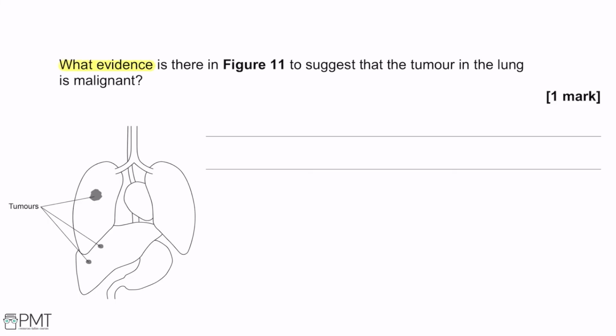What evidence is there in Figure 11 to suggest that the tumour in the lung is malignant? And this question is worth 1 mark. First of all, you can identify the lungs on the diagram and see that the largest grey patch representing a tumour is in one of the lungs. However, we can also see 2 more grey patches, and these reside in the liver. So we can say that the tumour is malignant because it is seen to have spread to other organs.